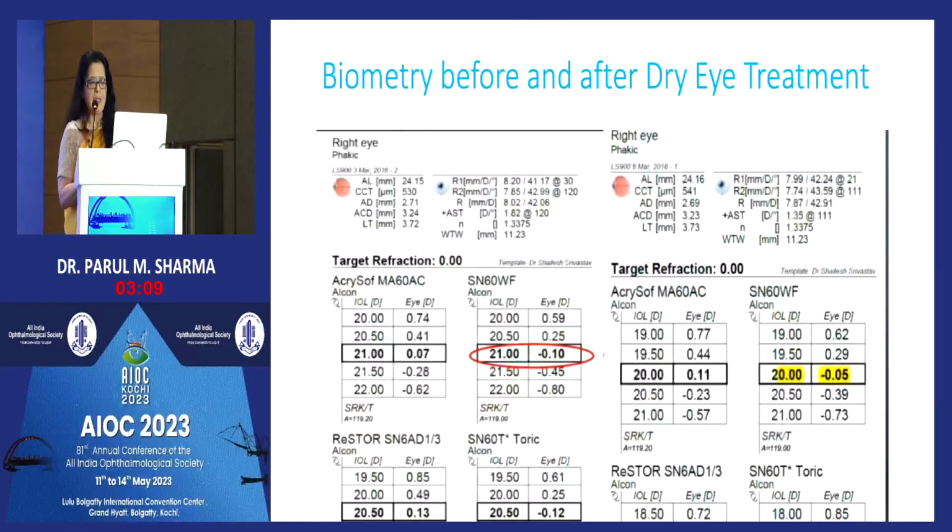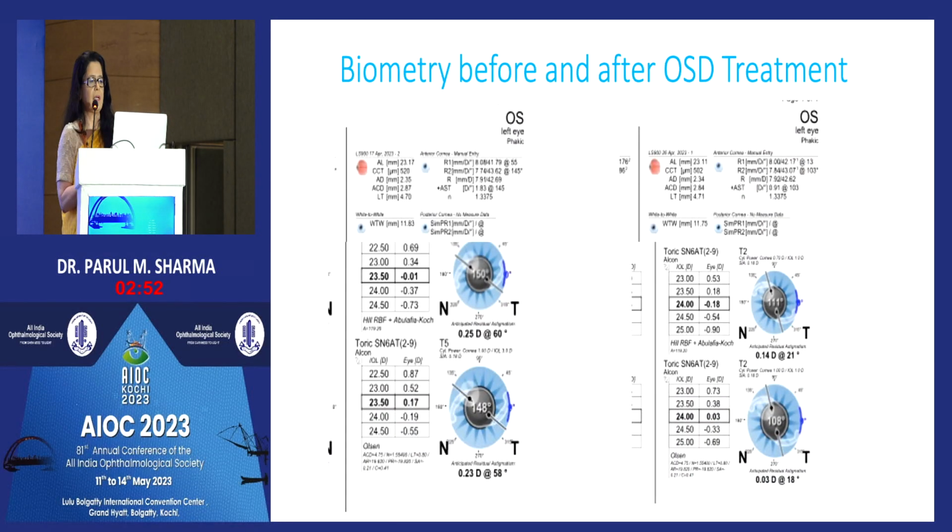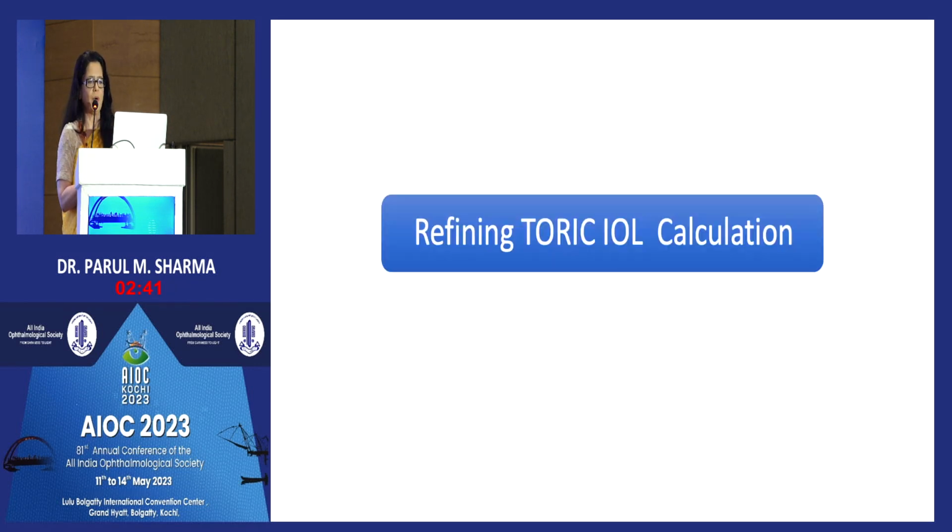Again, reiterating, if you want to refine your toric IOL practice, do look at the surface, do treat dry eye before the surgery, because you see how there is a difference when we have treated the patient before and after the dry eye treatment. There's a complete one diopter spherical difference, and it will affect your visual outcome. Similarly, a patient before and after the ocular surface treatment, and you can see both the spherical and the axis components have changed. Now, that's the acquisition part.